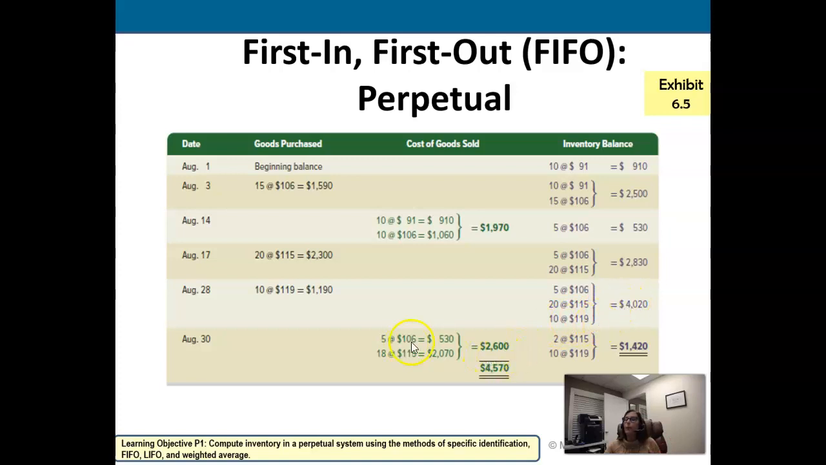And so that gets us a cost of goods sold for this August 30th sale of $2,600. If we add that to the earlier sale in the month, we have cost of goods sold of $4,570, and we have ending inventory of $1,420.